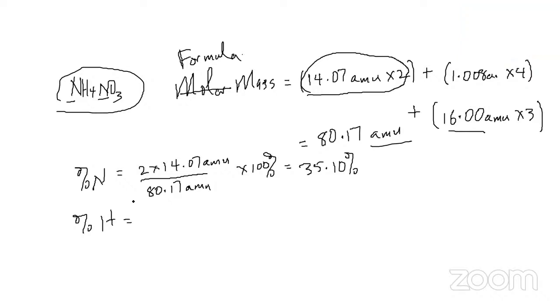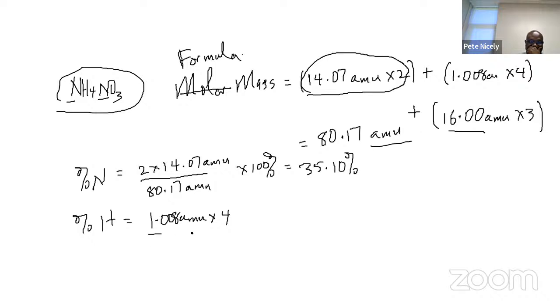Would we do 1.008 times 4 AMU over... Well, times 4 divided by? Let me do this math. Times 4. 4.032. That's not right, right? No, you have to divide by something. I mean, that part is right, but you're not finished. After you multiply 4 times 1.008, then you have to divide by what?